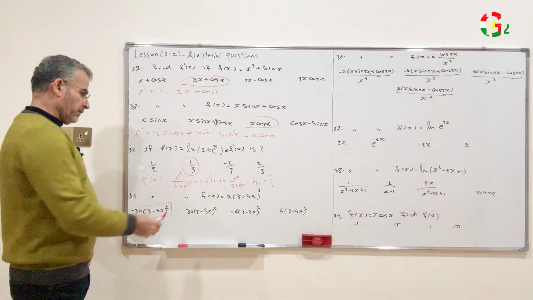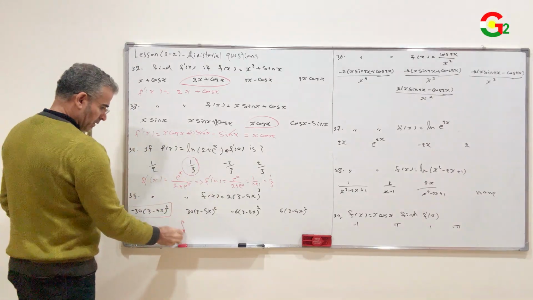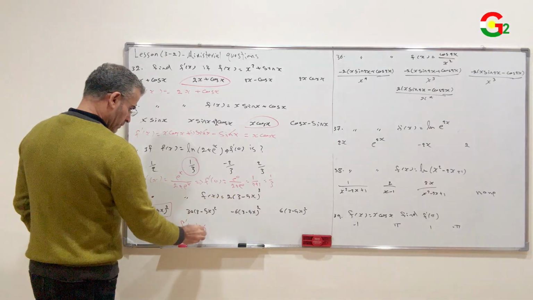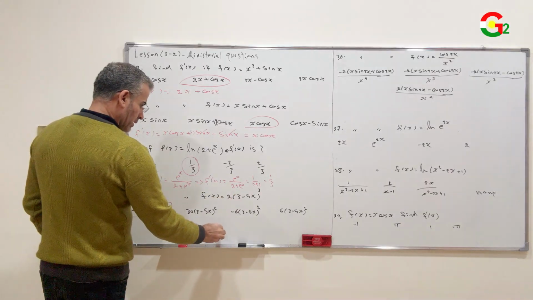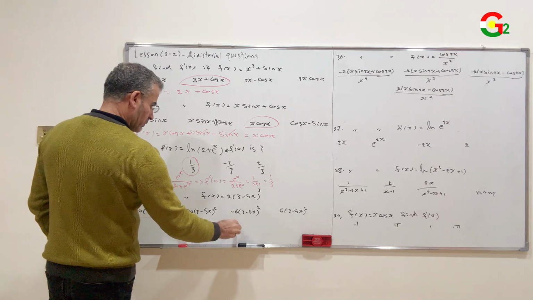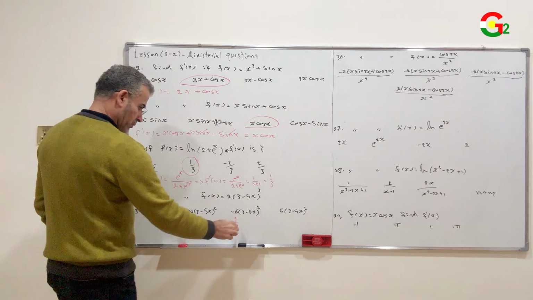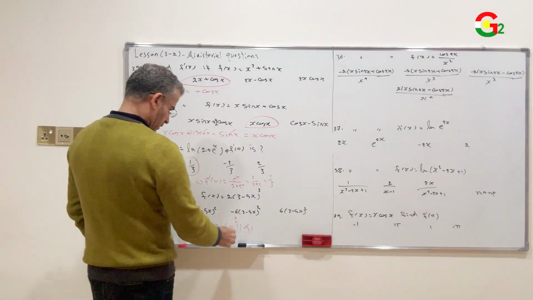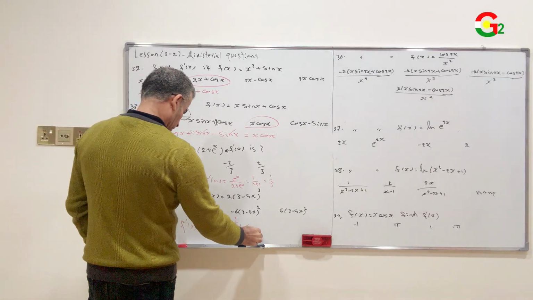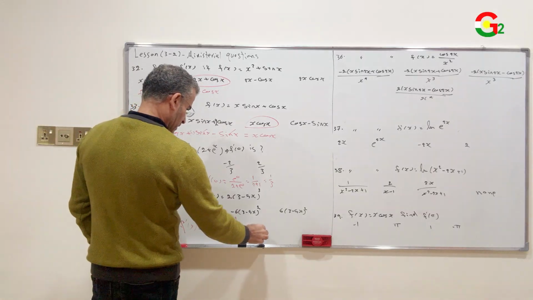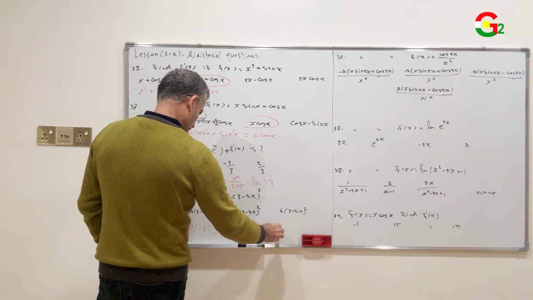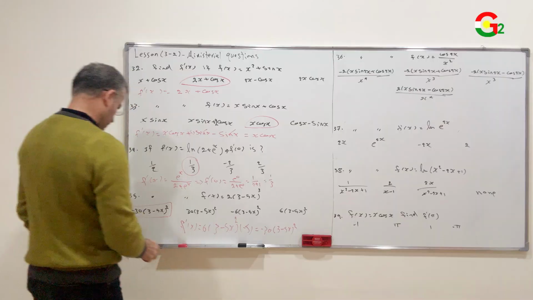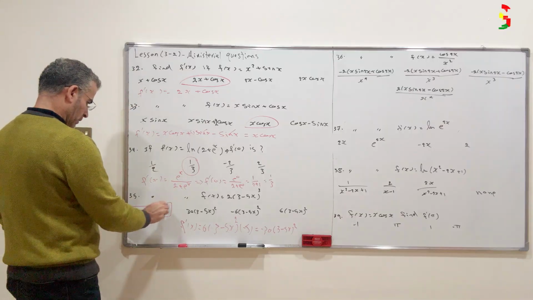Number 35. Find the derivative of this function. f prime of x equals 3 times 2, 6, (3 minus 5x) to the power 3 minus 1, 2, times negative 5, the derivative of the inside negative 5x, negative 5 times 6, negative 30 times (3 minus 5x) squared. Choice A.